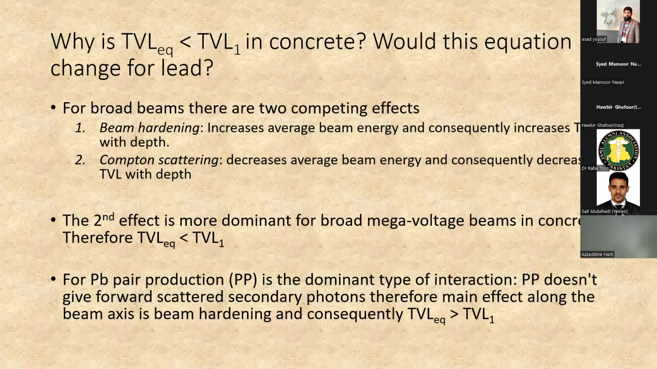So the second effect is more dominant for the broad megavoltage beam in concrete. For lead, pair production is the dominant type of interaction, and pair production doesn't give forward scatter secondary photons. Therefore, the main effect along the beam axis is beam hardening. So that's why the TVL equivalent is less than the TVL1, or rather, the TVL1 is greater than the TVL equivalent.